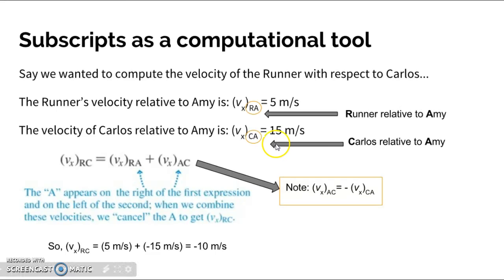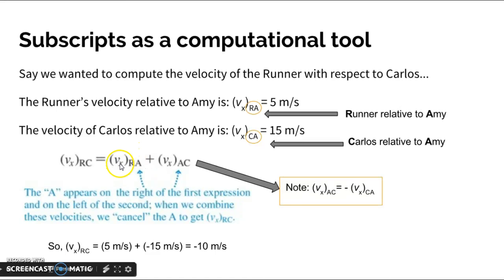Anyway, going into that, when we add these terms, what we want to do is rearrange the subscripts so that a same letter is sandwiched in the middle, and those letters, in a sense, cancel out. In doing so, we're going to properly add these velocities. We want the velocity of the runner with respect to Carlos, so we want R on the left and C on the right. That's why we have RA here and AC here. The A's are going to cancel, so we don't have to worry about that.